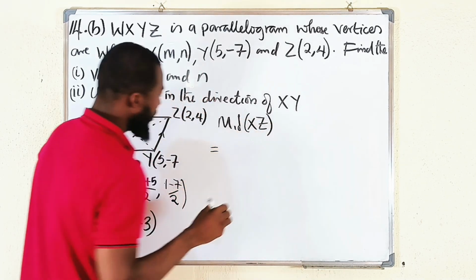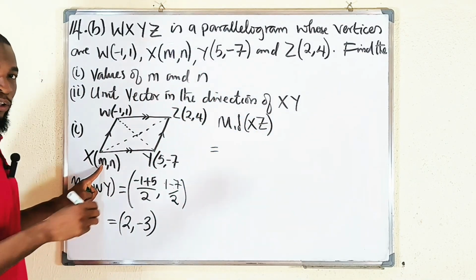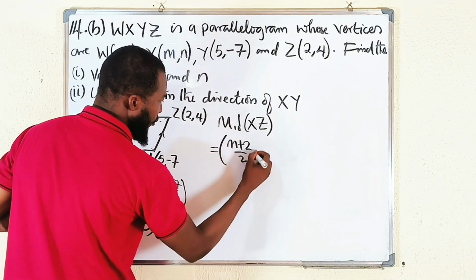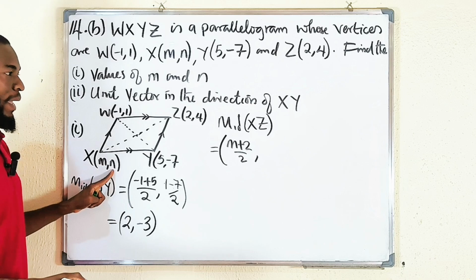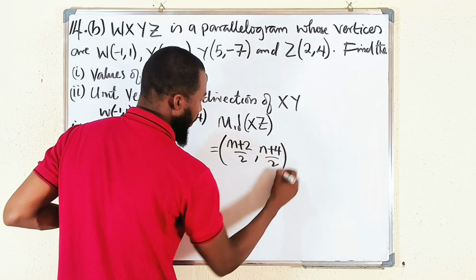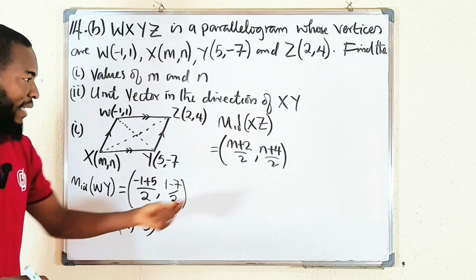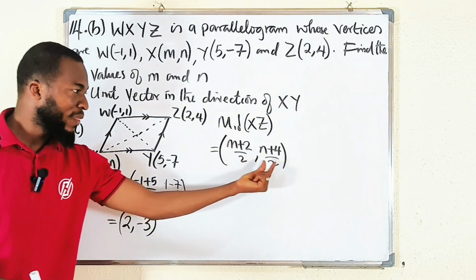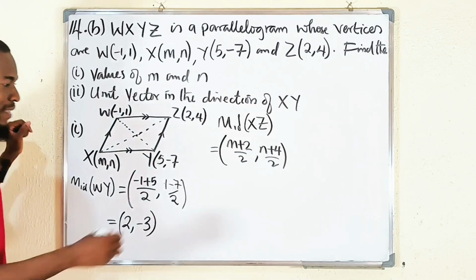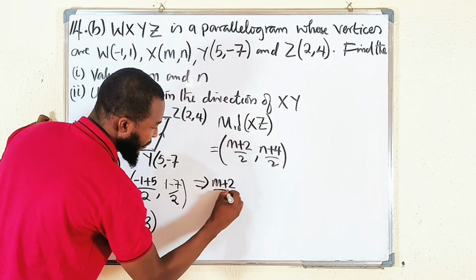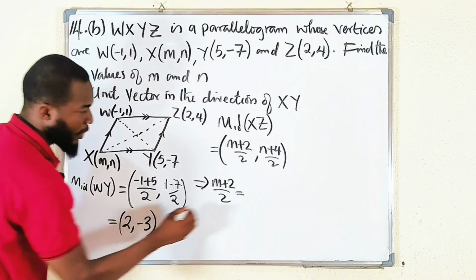This is going to be (m plus 2)/2, comma, (n plus 4)/2. So what you should know is that this component must be equal to this component. That must be this. This implies that (m plus 2)/2 is equal to 2.